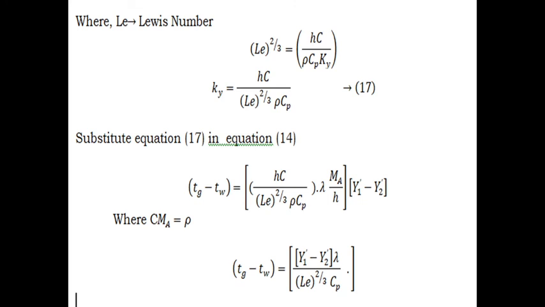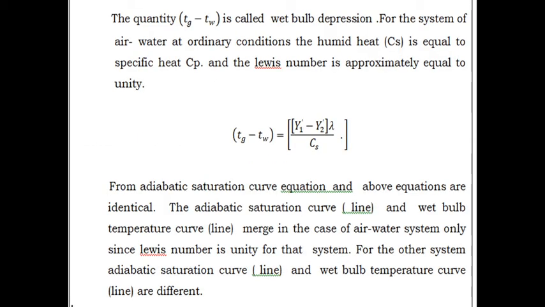Substitute 17 in equation 14. Finally we get Tg minus Tw is equal to hc by Le power 2 by 3 rho cp into lambda Ma by h into (y1' minus y2'). Here c into Ma is equal to rho. So the final expression is Tg minus Tw is equal to (y1' minus y2') into lambda by Lewis power 2 by 3 into cp. The quantity Tg minus Tw is called wet bulb depression.